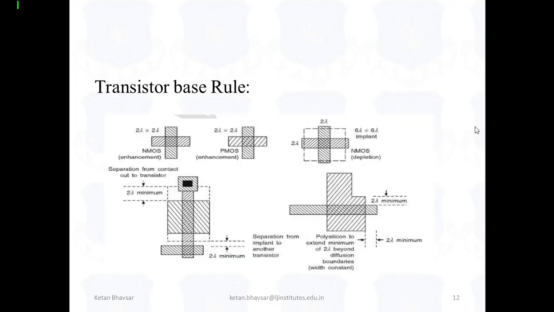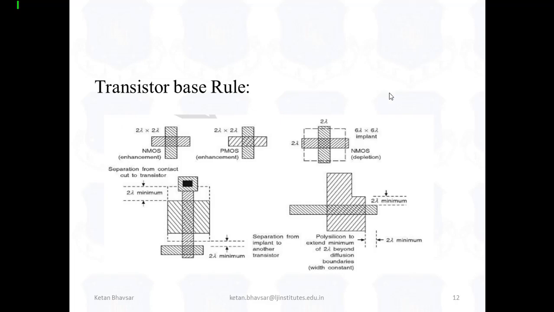As you can see, for the transistor based rule, suppose you want to design the NMOS enhancement transistor, then definitely you have to take a 2 cross 2 matrix or 2 lambda by 2 lambda design for the NMOS enhancement. Similarly, for the PMOS enhancement, you cannot reduce the size below 2 lambda into 2 lambda, otherwise your device or your design will not work successfully.